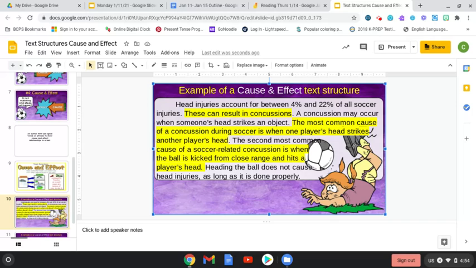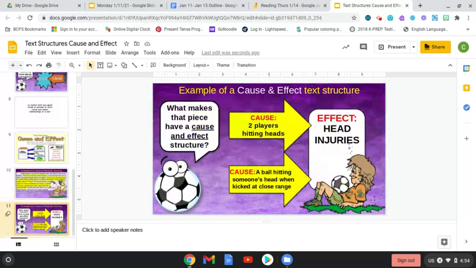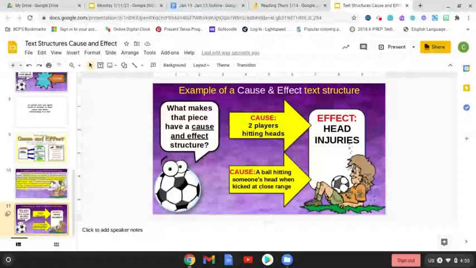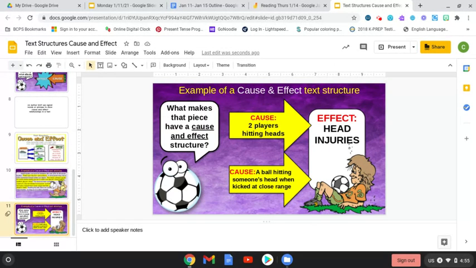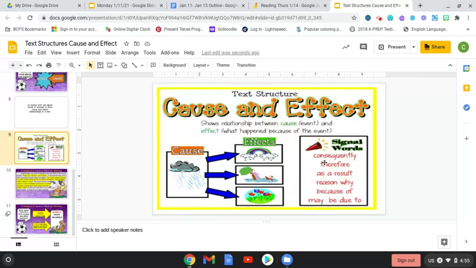So as you can see, I looked for examples of cause and effect relationship in the text, and I highlighted them. So, examples of causes are two players hitting their heads, and you get a head injury. Another cause, a ball hitting someone's head at close range, and a head injury is the effect. So this is your cause and effect text structure for today. And again, I do recommend you looking at the signal words here, for things that show you a cause and effect relationship is going to be mentioned.